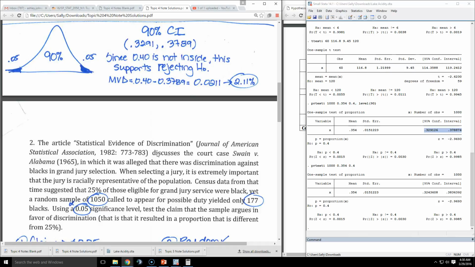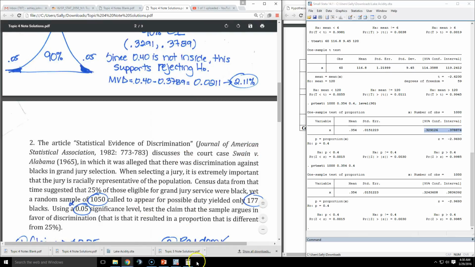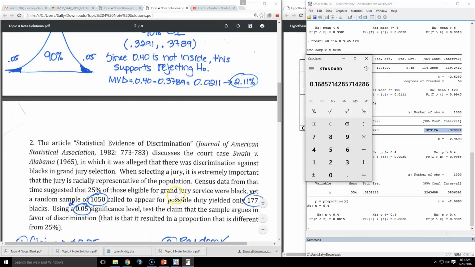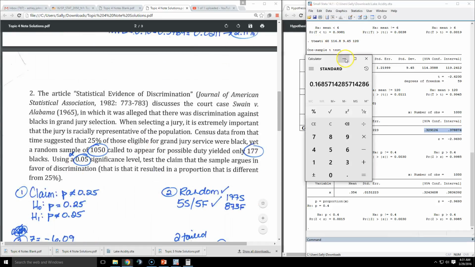So census data from that time suggested that 25% of those eligible for grand jury service were black, yet a random sample of 1,050 called to appear for possible duty yielded only 177 that were black. So the first thing is that I'm just dying to know what this percentage is. I can't go any further. So 17%. I mean, it's pretty low compared to 25%. But the question is, is it statistically lower? Is it so low that we would conclude that it's statistically different based on the sample size, and the significance level will come into play as well.